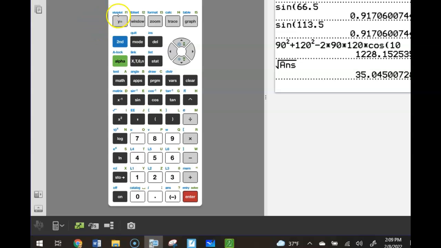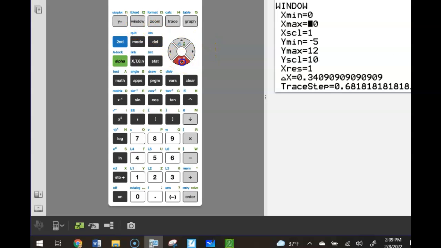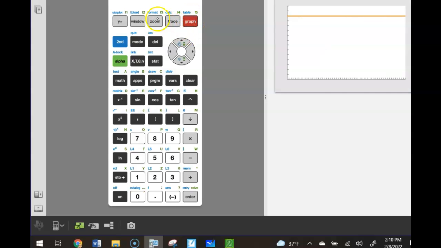Okay, I would be doing this if I were you so that you can double check that you are getting this to work. 11 cosine pi over 40, another parenthesis, x minus 9, close both, plus 119. We said out to at least 60 because they want us to check at 50 or 55 or something. And then up to, I said I was going to go to 150, but yep.